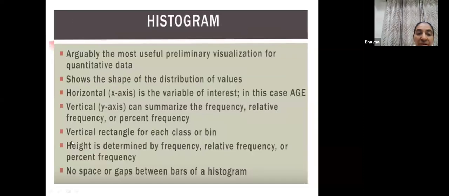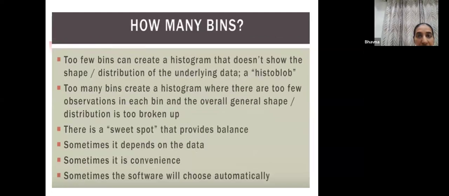Okay, frequency is the number of times an observation is occurring in a group. Now there's a vertical rectangle, which is also called the bar, for each class or bin. Class is the same as interval here. Height is determined by frequency, relative frequency, or percent frequency. No spaces or gaps between bars of the histogram is a very, very important finding that you have to look for in a histogram. There has to be no spaces or gaps between two consecutive bars, okay? Now, how many bins? Big question when you're drawing a histogram is how many bins to take.